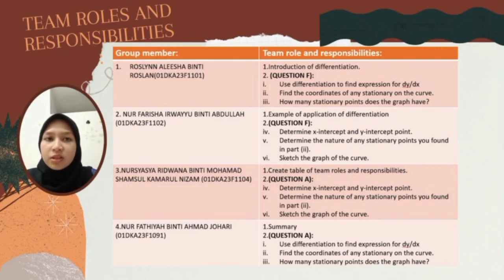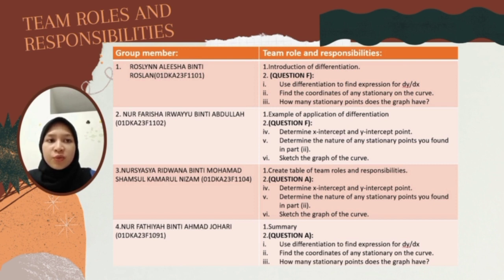Today, I will talk about team roles and responsibilities. In our group, we only have 4 members: Roslyn, Farisha, Fatia, and me. First, Roslyn. She will do the introduction of differentiation and answer question F.